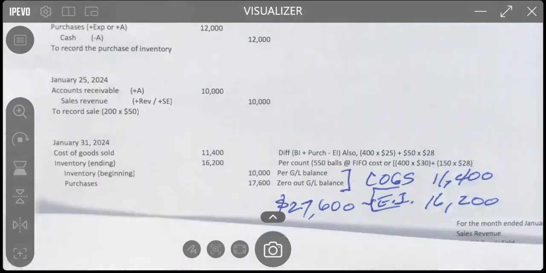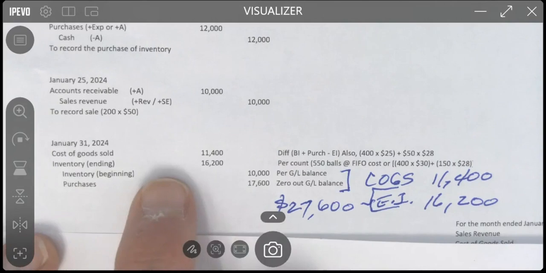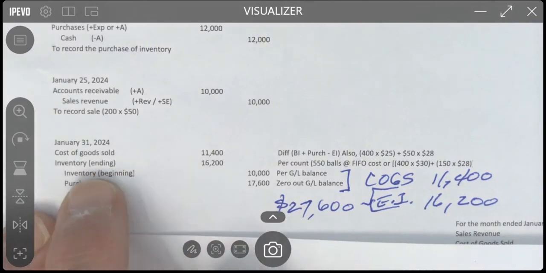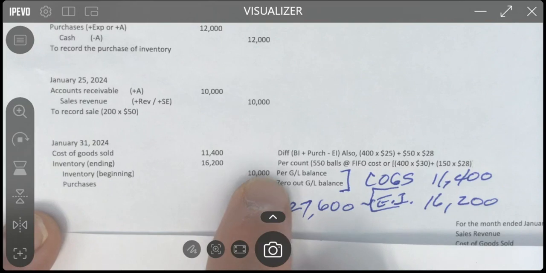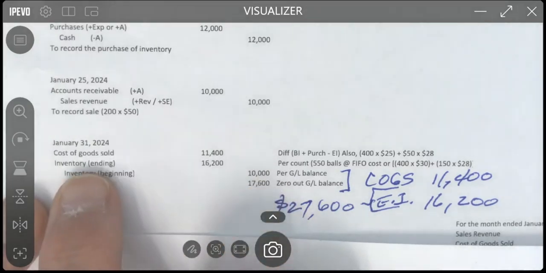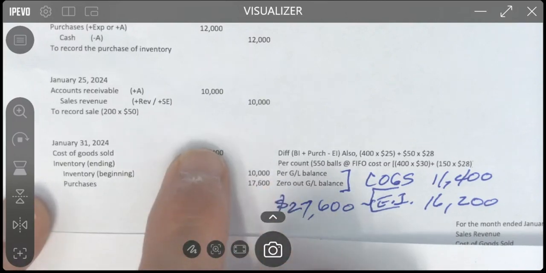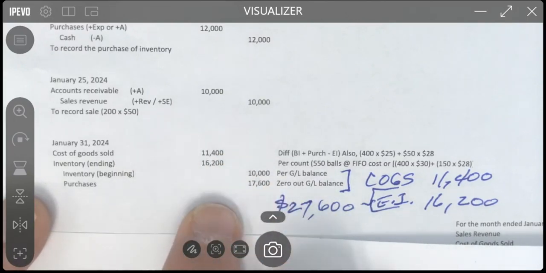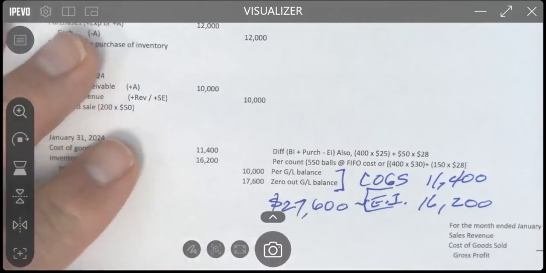And that's the periodic system. Again, the hallmark is that we did all of the inventory and the cost of goods sold at one point. We just added all the purchases into this account. We had the beginning inventory in this account. We zeroed those out and reestablished the balances based on FIFO, first in, first out.